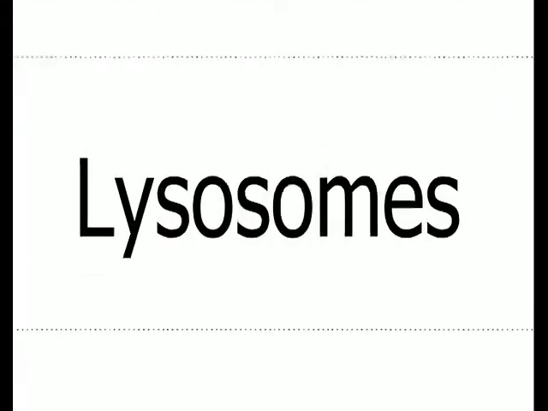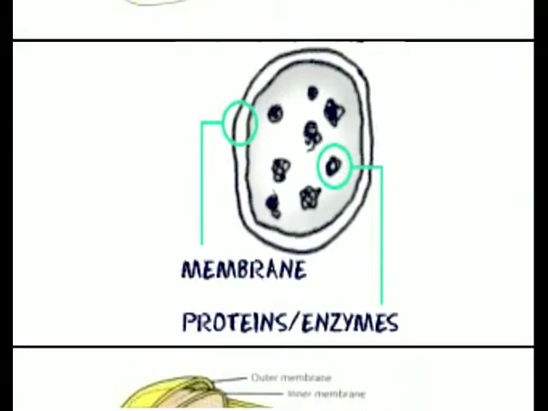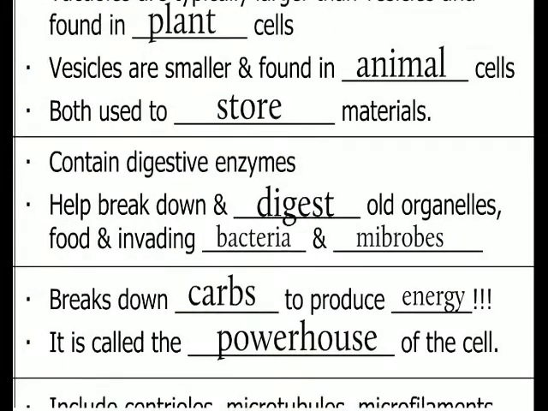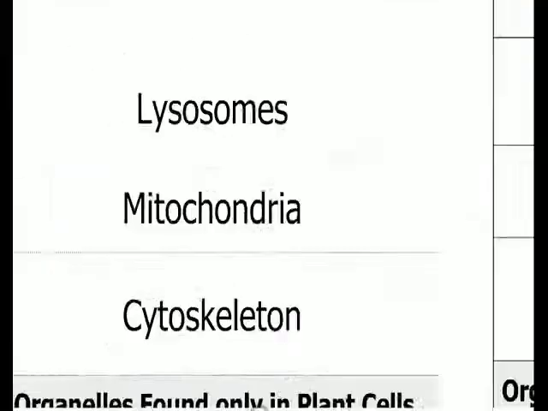Then we have the lysosomes, and lysosomes are similar to vesicles and vacuoles, except instead of just being used for storage, lysosomes contain enzymes, and we know that one of the things enzymes can do is break things down. So the lysosomes contain these enzymes that break things down, and it can help break down old organelles or food or things like bacteria and microbes that might infect your cell. So the lysosome is kind of like the garbage disposal of the cell. It breaks things down so they can be thrown away.